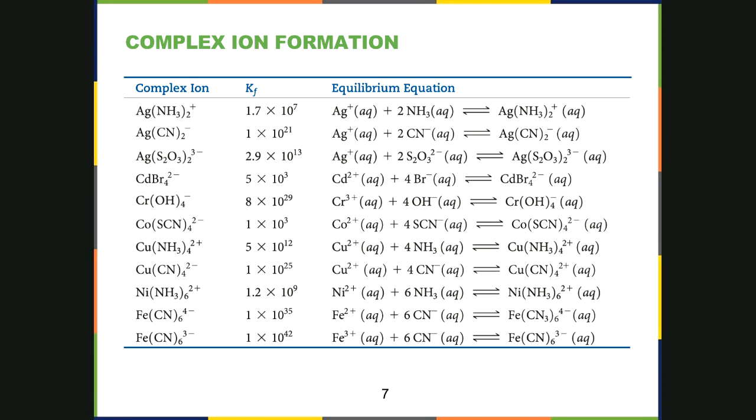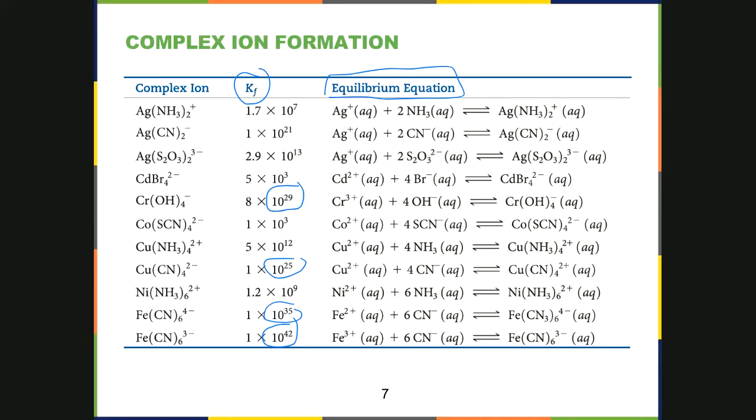So now this is a chart of a bunch of different complex ions, and the equilibrium constant is right here, and then the equations are over here on the right. The thing to notice is that for these equilibria, the equilibrium constant is a very big number, like 10 to the 29th, 10 to the 25th. Those other ones are pretty big too: 10 to the 35th, 10 to the 42nd.